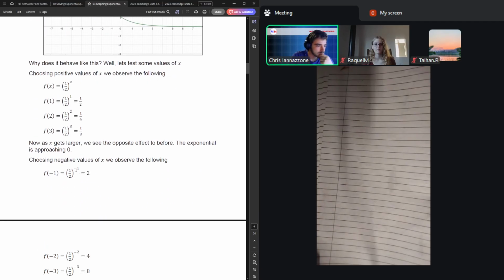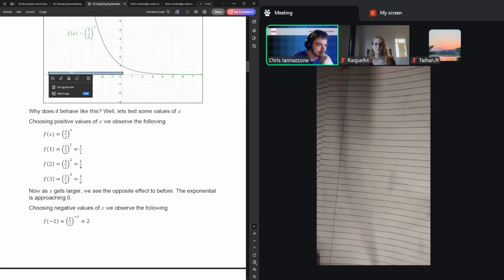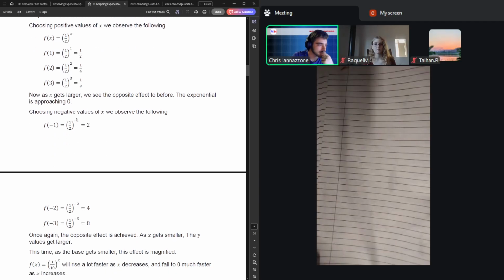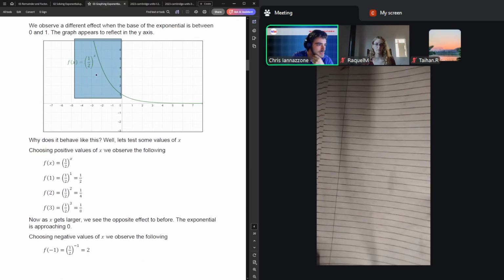And then the opposite is true with the negatives. So going left, negative x's, suddenly because you have that negative index, you're flipping this fraction into a whole number and then applying the index, which is why we're now flipping to whole numbers here. They're getting bigger and bigger over time. The opposite effect has been achieved, and suddenly you've got what is effectively a reflection in the y-axis without actually having any negative signs in there.